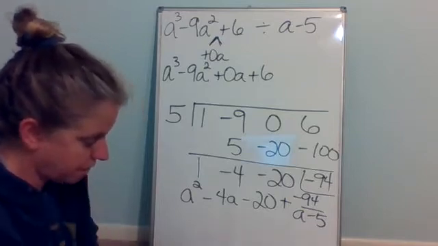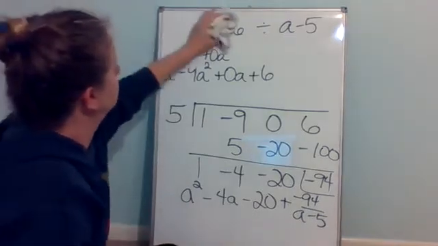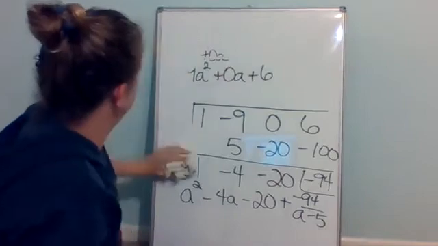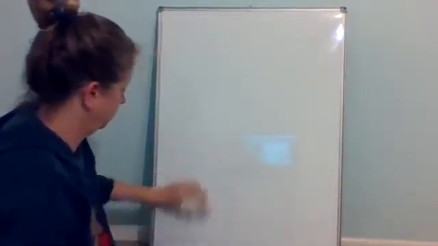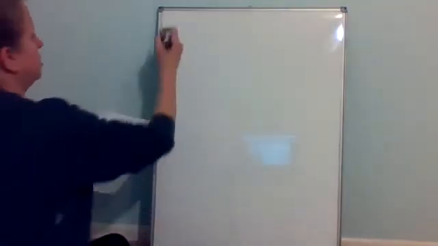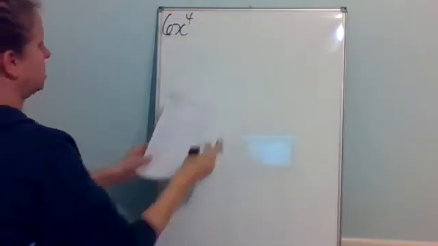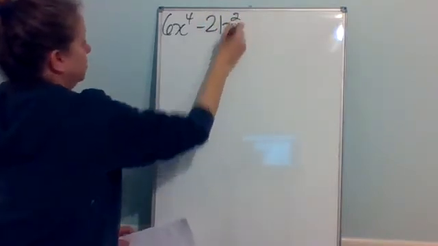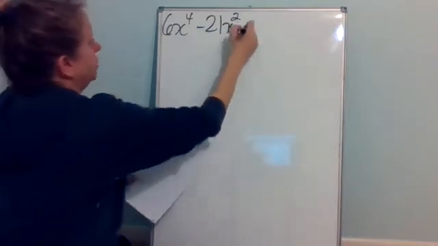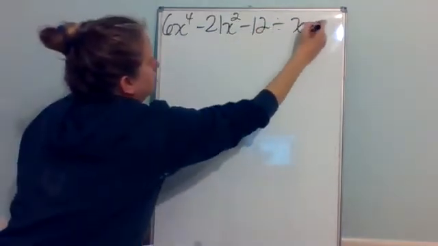Okay, so let's look at number 4. Number 4 is another one just like this. All right, we got 6x to the 4th minus 21x squared minus 12 divided by x minus 2.